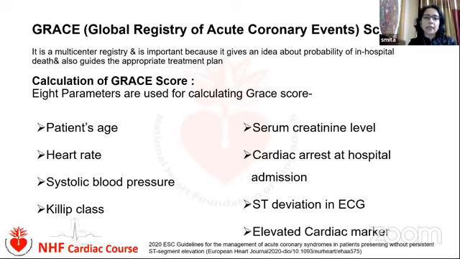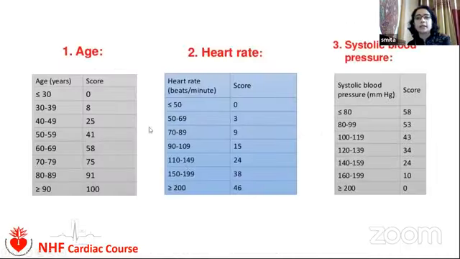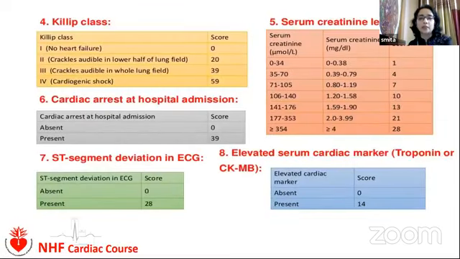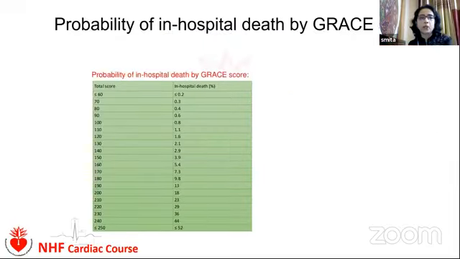In the GRACE score, there are 8 parameters: patient's age, heart rate, systolic blood pressure, Killip class, creatinine level, cardiac arrest at admission, ST deviation, and elevated markers. Each parameter has its own scoring system. It is a little bit complicated because it needs a calculator to calculate the risk score. Again, the higher the score, the higher the probability of death in hospital.